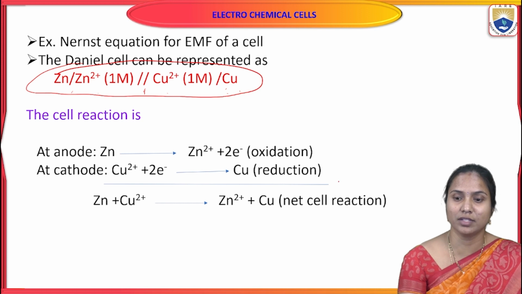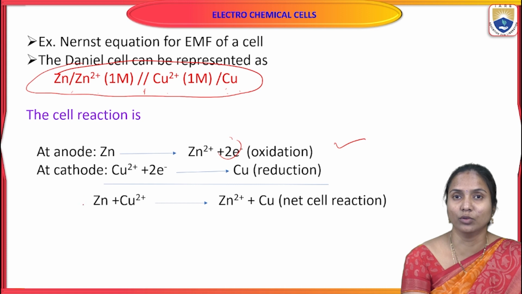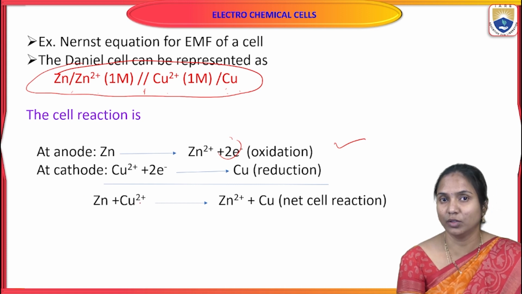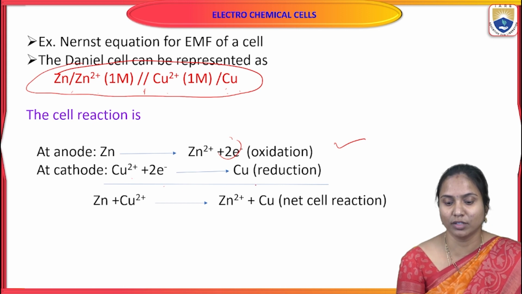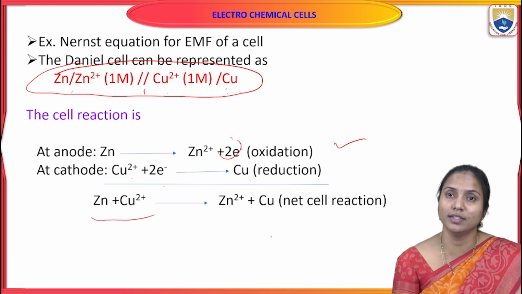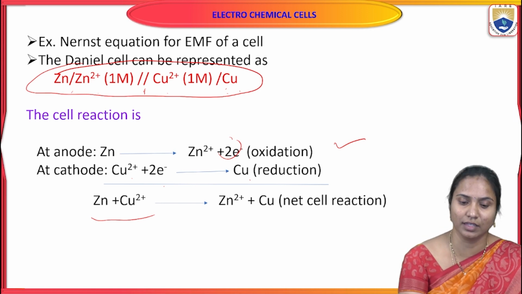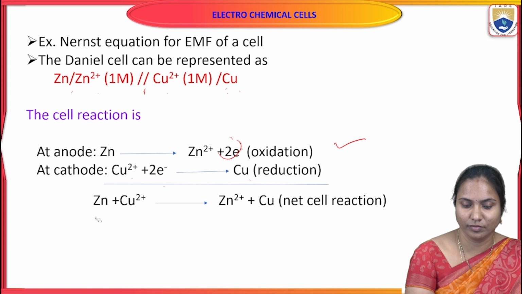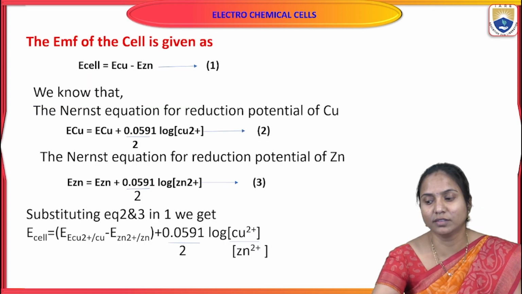So what reactions take place? Just now we already discussed. Zinc undergoes oxidation, giving Zn2+ with loss of 2 electrons. And at the cathode, copper acts as the cathode, so at the cathodic area reduction reactions take place. Copper gains 2 electrons and is deposited as copper. So the overall reaction is Zn + Cu2+ gives Zn2+ + Cu. This is the overall cell reaction that takes place in this galvanic cell. Now let's discuss the EMF of this cell.